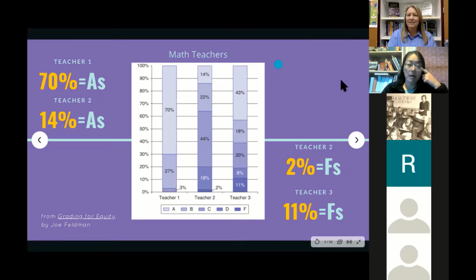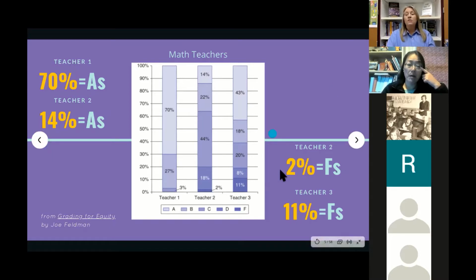Yep, we've got some inconsistencies. Oh my gosh, it's posting so fast. Thank you, folks, for posting the variables. Yes, the scores are glaringly different. I cannot believe there are 70% of the students with A's in teacher 1's class, but teacher 2 only gives 14%. And even more disturbing for me, on the other end, 11% of teacher 3's kids are failing. Yes, I know, it's crazy.